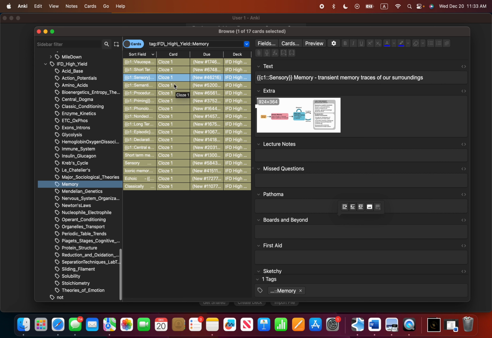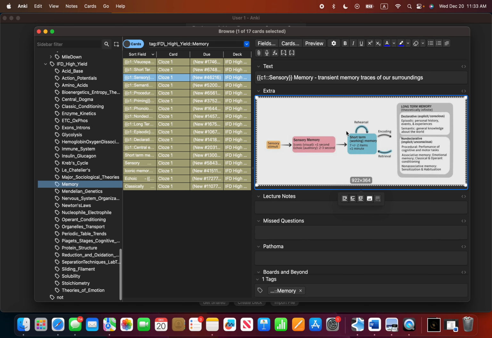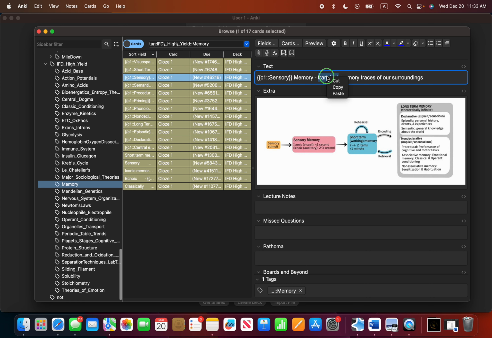We have sensory memory, which is a transient memory of traces of our surroundings. This transient memory is of our surroundings. It's just sensory memory. Transient means it's temporary, right?